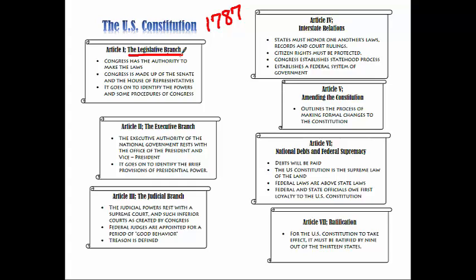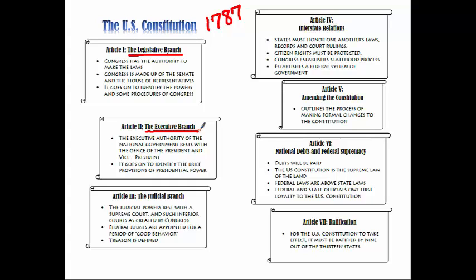Article 2 is the executive branch, and it says the executive authority of the national government rests in the office of the president and the vice president. And then it goes on to identify the brief provisions of presidential power. And we already know that the executive branch is responsible for enforcing the nation's laws.